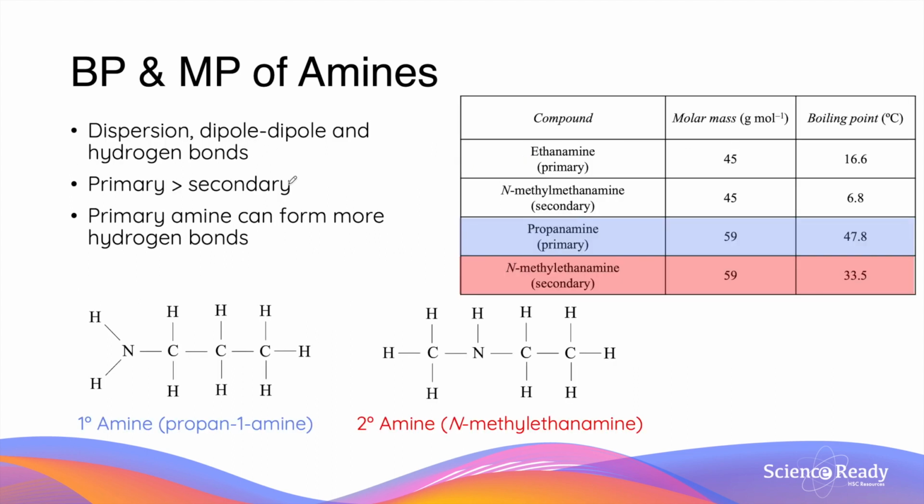The difference in boiling point between primary and secondary amines is further demonstrated here. Propan-1-amine, which is a primary amine, has the same molecular formula as its chain isomer, N-methylethanamine, which is a secondary amine. Since the molecular masses are the same, the strength of the dispersion forces should be similar. However, if you take a look at the table, you can see the boiling points between these two compounds are fairly different. The primary amine has a higher boiling point than the secondary amine because it can form more hydrogen bonds, as we discussed earlier.